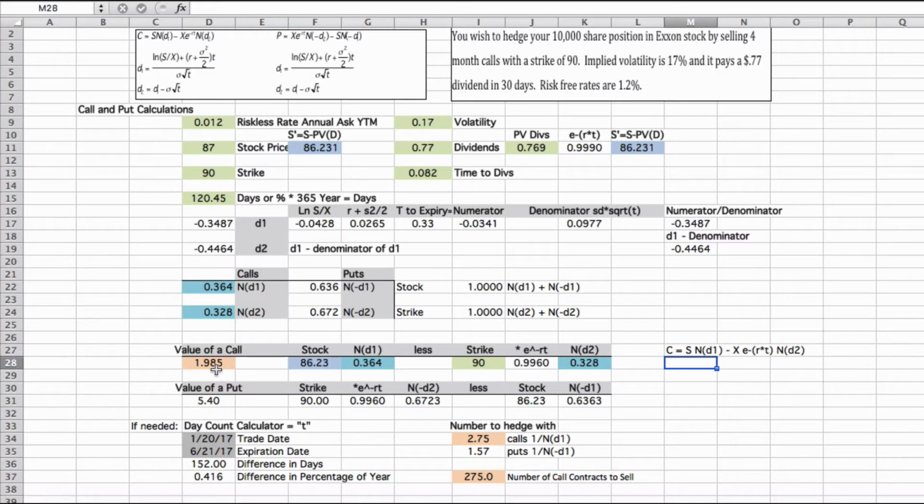The difference, 1.99 per call, multiplied by 100 for a call contract, so 198.50 roughly for a contract. And to hedge with each share of stock, you would sell 2.75 calls. For 100 lots, you would sell 275 contracts to properly hedge Exxon, with the dividend, 10,000 share position. And that's the Black-Scholes call hedge for a dividend paying stock.